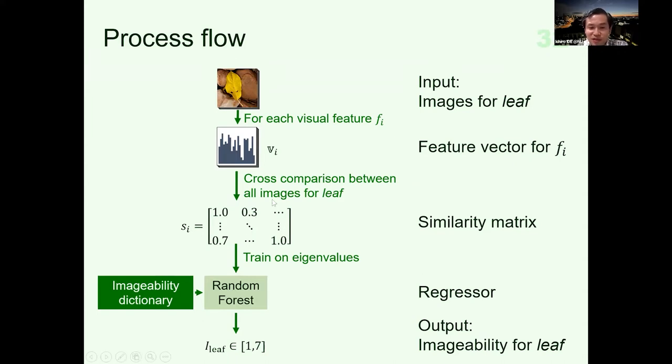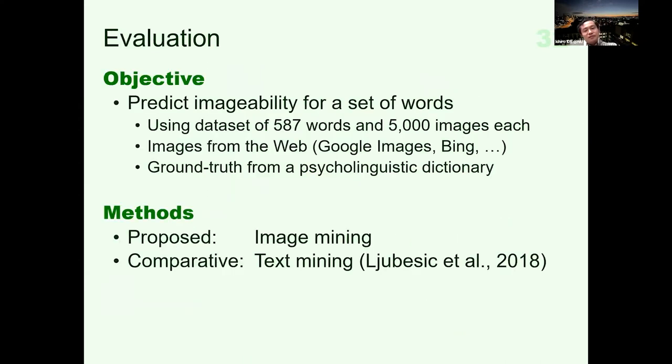So based on this idea, we calculate the eigenvalues of this matrix, then try to learn which kind of matrix shows high imageability and which kind of matrix shows low imageability. So that is trained by a regressor, random forest. Then once this regressor is trained, we get this value. So that's basically the estimated imageability. So for the evaluation, we try to predict imageability for a set of words.